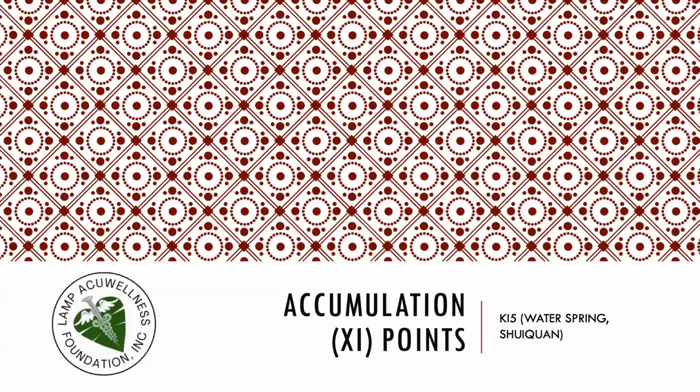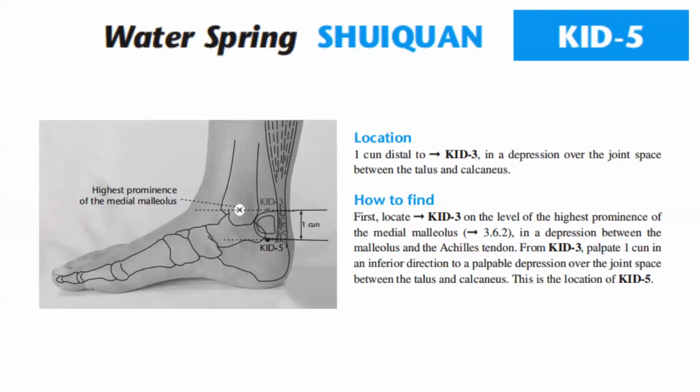Let's now talk about Kidney 5, or the Water Spring point, as we continue to discuss the Xi-Cleft or accumulation points. Kidney 5 is located 1 cun distal to Kidney 3 in a depression over the joint space between the talus and the calcaneus. How to find Kidney 5?